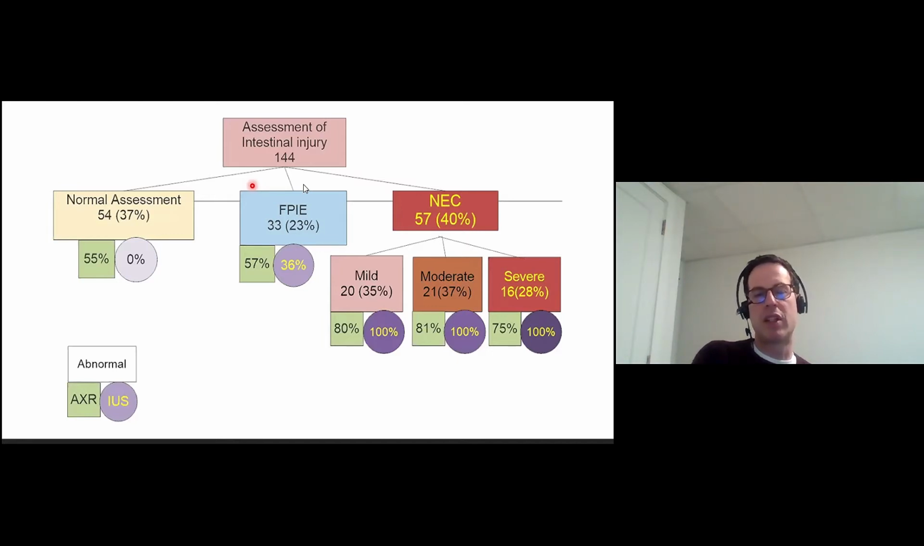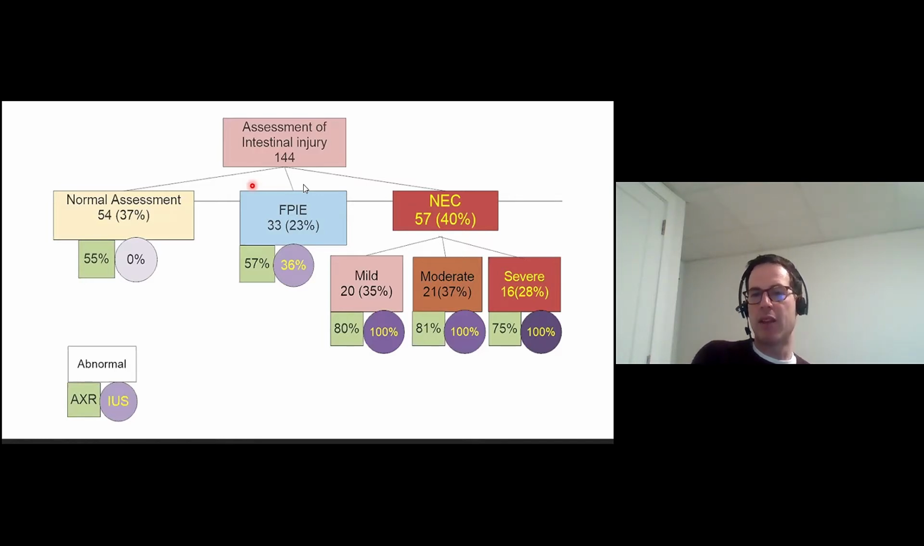55% of radiologists had called NEC on an X-ray. 0% of those babies on intestinal ultrasound were found to have abnormalities. Similarly, for the enterocolitis, or cow's milk protein, 57% of X-rays were called NEC, 36% with ultrasound were suggestive of an abnormality.